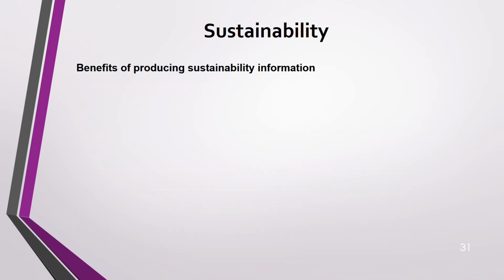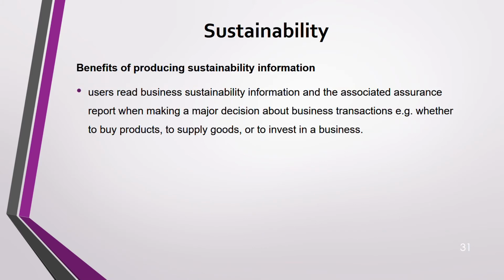Now, there are some benefits of producing this sustainability information. What are the benefits? Number one, users, whoever the user is, any stakeholders, nowadays they read this business sustainability information, and also the assurance report on that sustainability information, when they want to make a major decision regarding whether they have to do transactions with this business or not. Example, whether they want to buy products from this company, whether they want to supply goods to this company, whether they want to invest in that business. For all these decisions, they read that sustainability information. So if you give them the sustainability information, the better it is for them.